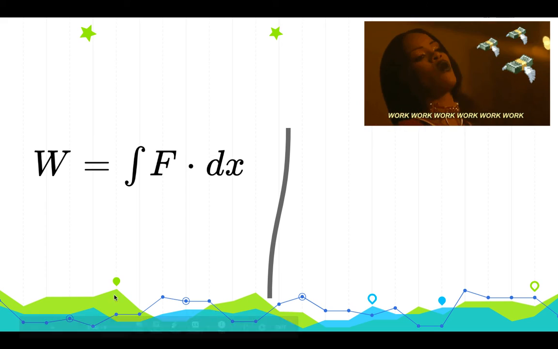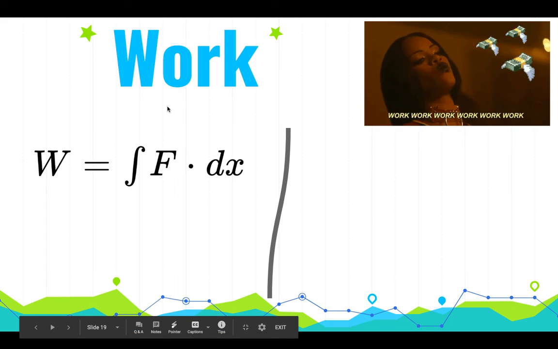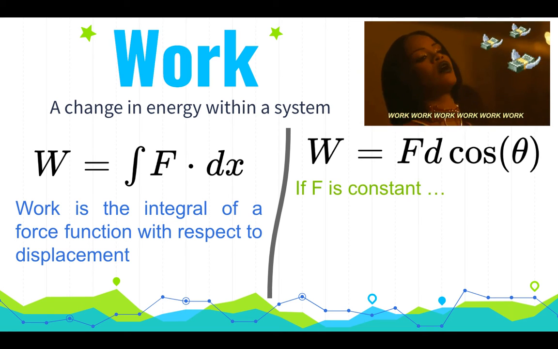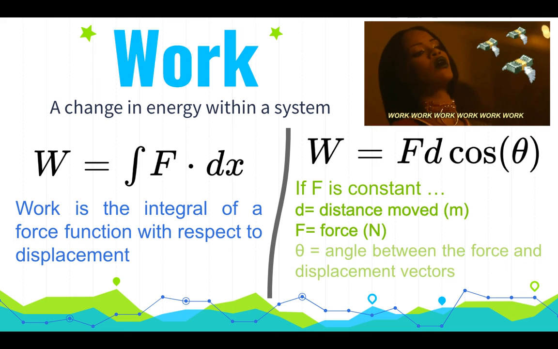Okay, so let's just review what we know about work. If the force is not constant, the work is equal to the integral of the force as a function of displacement. Right now we're focusing on constant forces. So if the force is constant, you take force times the displacement times the cosine of theta. Okay, theta is the angle between the force and the displacement vector.